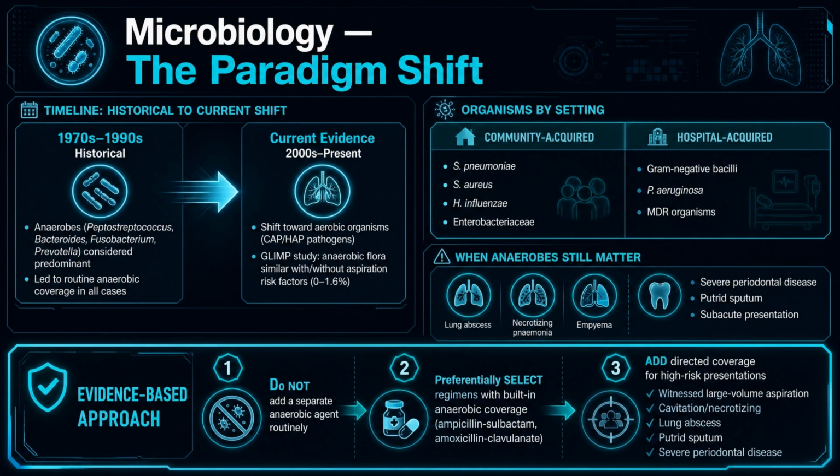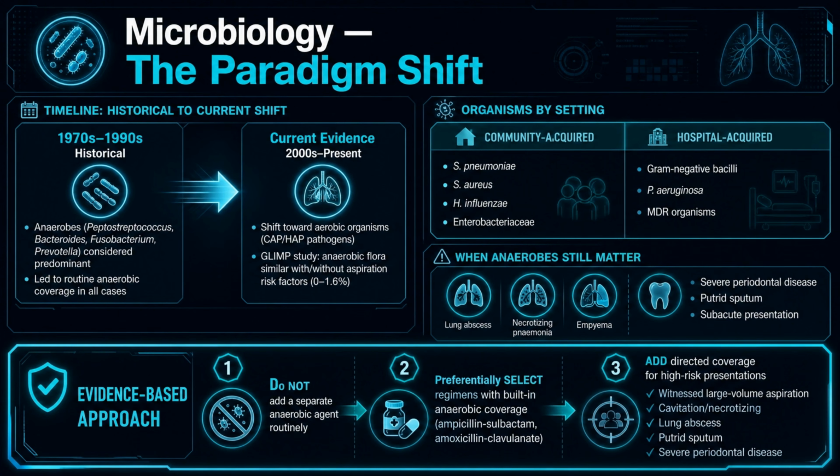We must understand the paradigm shift in the microbiology of aspiration pneumonia. Historically, from the 1970s through the 1990s, anaerobes like Peptostreptococcus and bacteroids were considered the predominant pathogens. This led to the practice of providing routine anaerobic coverage for every case. However, current evidence shows a significant shift toward aerobic organisms, typical of community-acquired and hospital-acquired pneumonias. The large international GLIMP study found that anaerobic flora were similar between patients with and without aspiration risk factors, present in only 0 to 1.6% of cases.